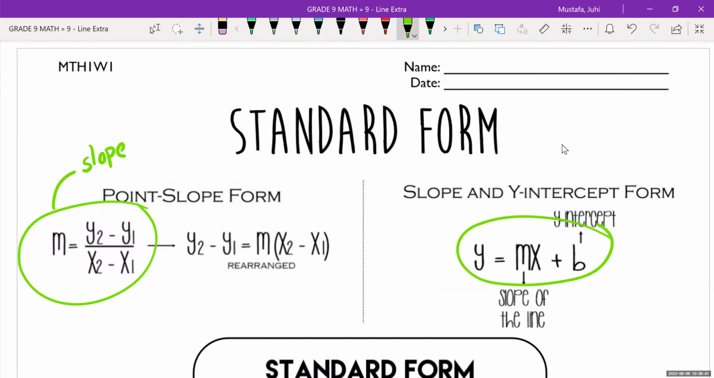Y is equal to mx plus b? Yeah, so that's something we learned again for the line unit. M stands for slope and B stands for the y-intercept. So those are two things that we got really, really good at. We wrote our test for it. We thought we were done, but it's back.